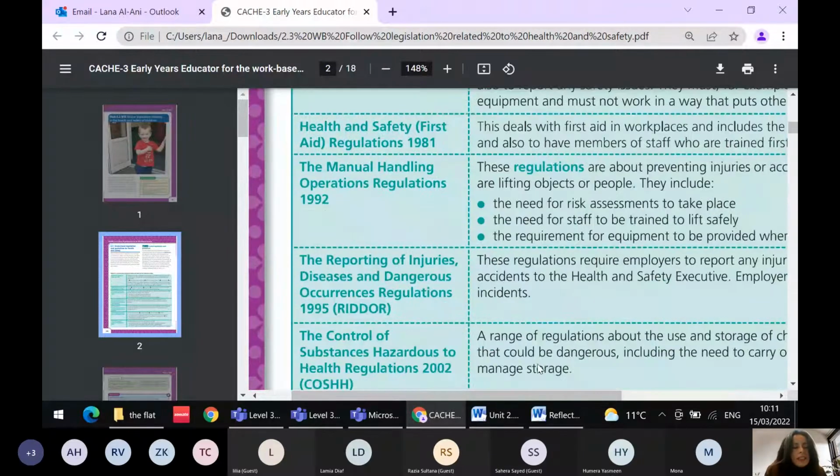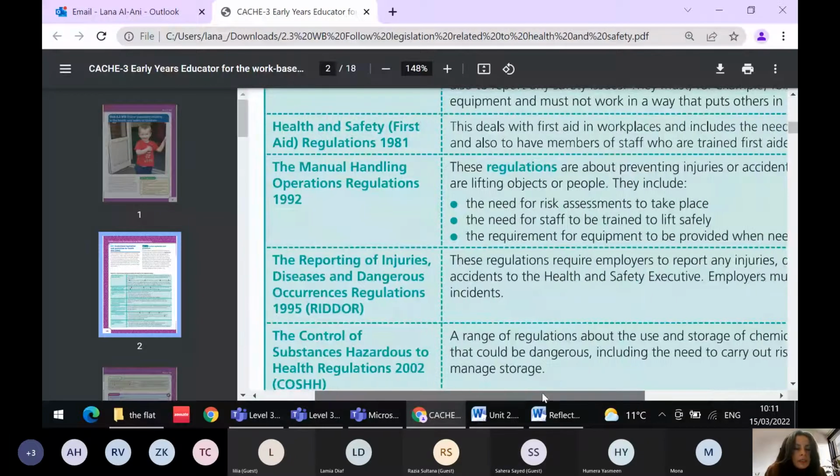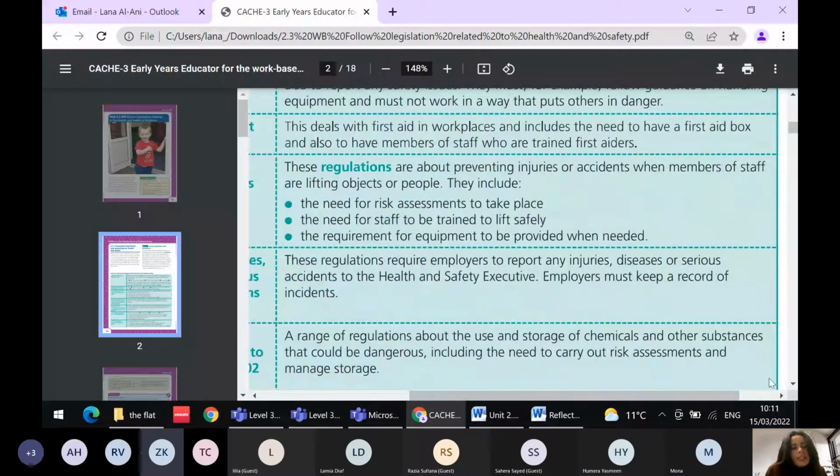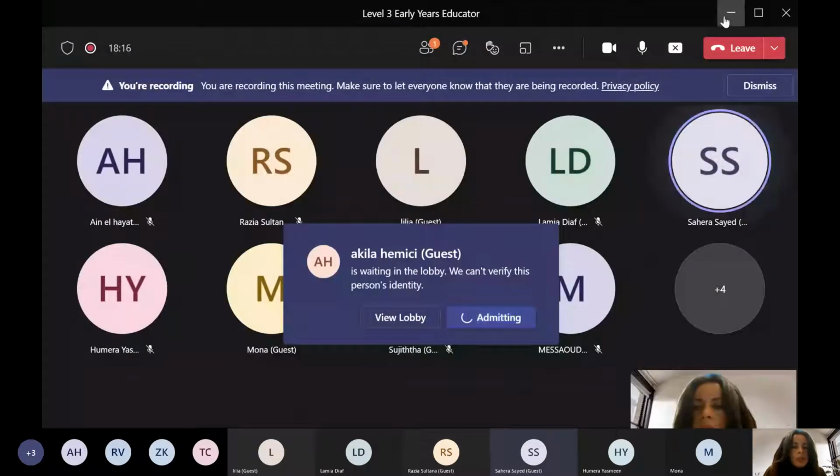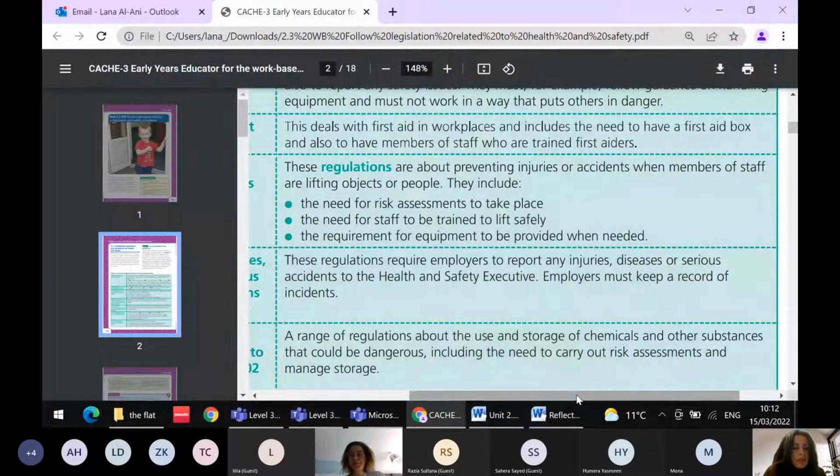Second one is Health and Safety First Aid Regulation 1981. What is this all about? This deals with first aid in the workplace and includes the need to have a first aid box. So each company would have to have a first aid box, and someone of the staff members who's been trained as a first aider. So it's very important. Each company should have someone who's been trained as first aider and also a first aid box.